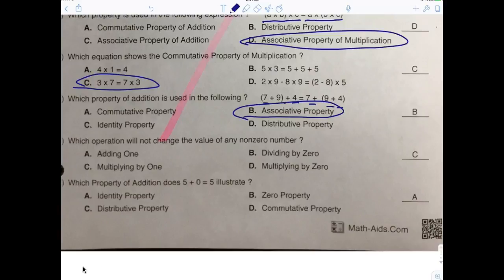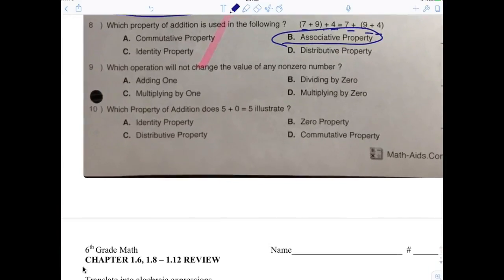Which operation will not change the value of any non-zero number? If you add 1, does that change it? Yes. If you take 4 and add 1, does that change it? Yes. If you multiply by 1, does that change it? No. Very good. If you multiply by 0, you're always going to get what? So that changed. And you can't really ever divide by 0, so this is a big mistake. All right. Now you guys should be able to tell me what's 5 plus 0 equals 5. What is that? Because you're remaining the same, right? There you go. All right, that wasn't that hard.